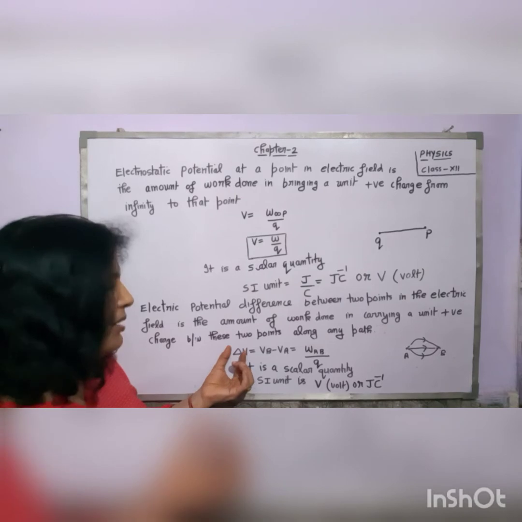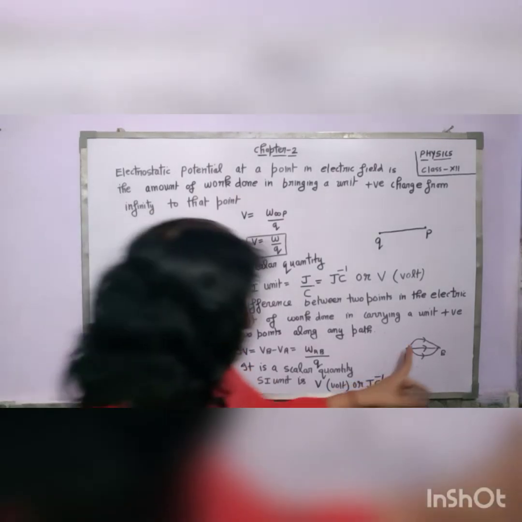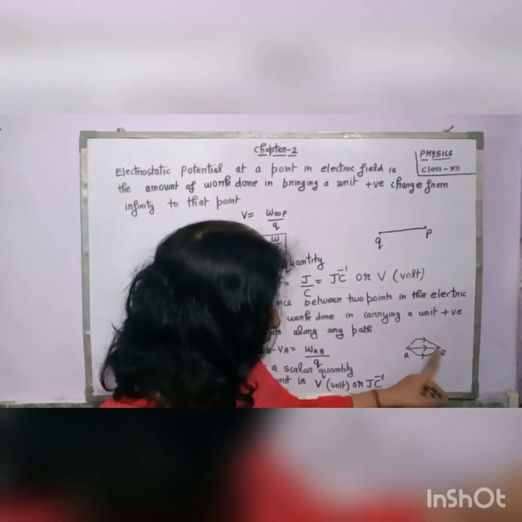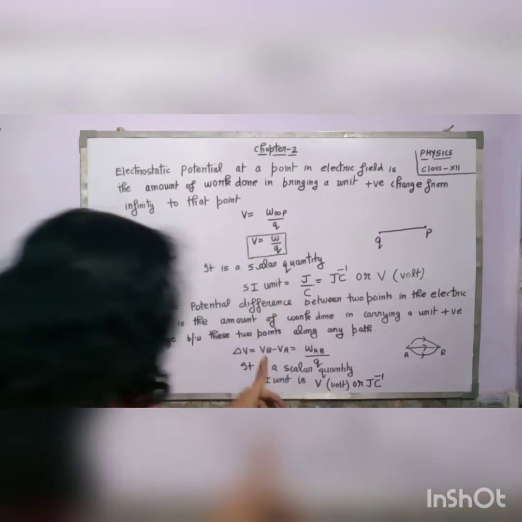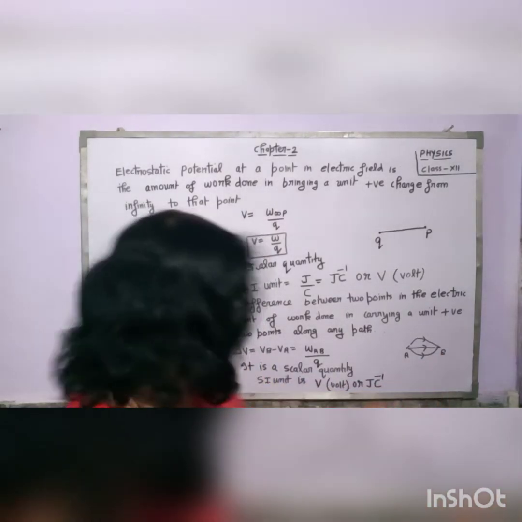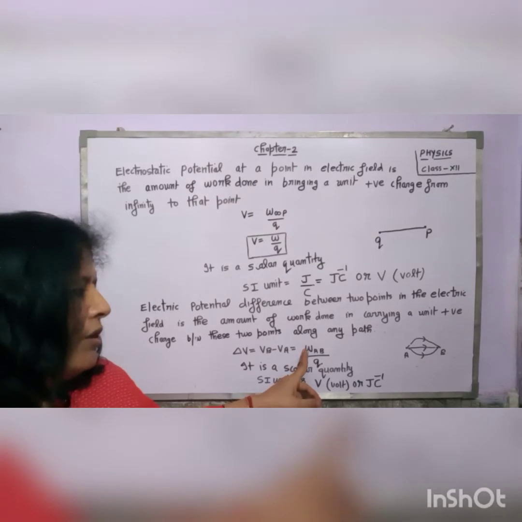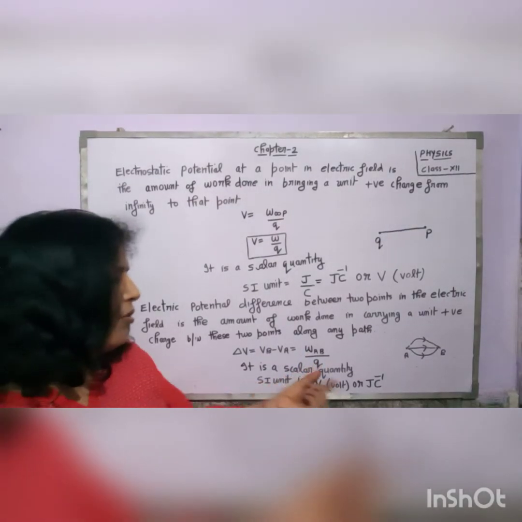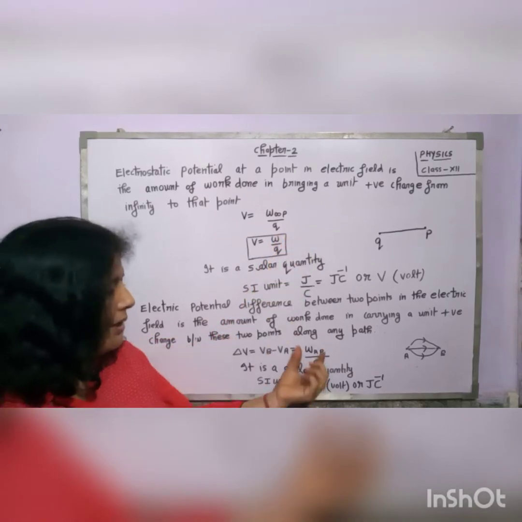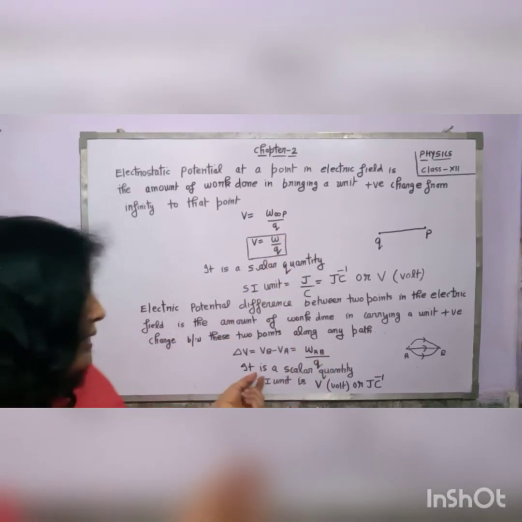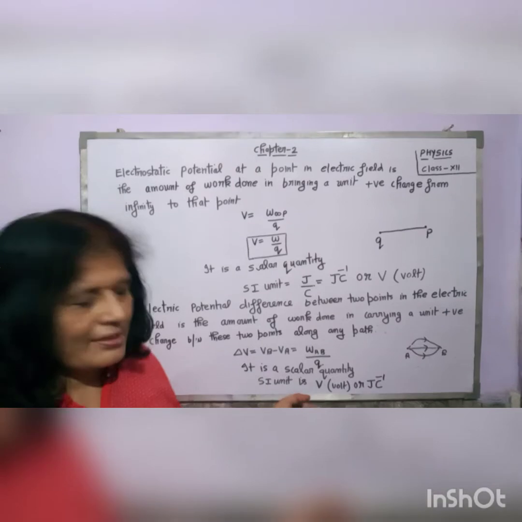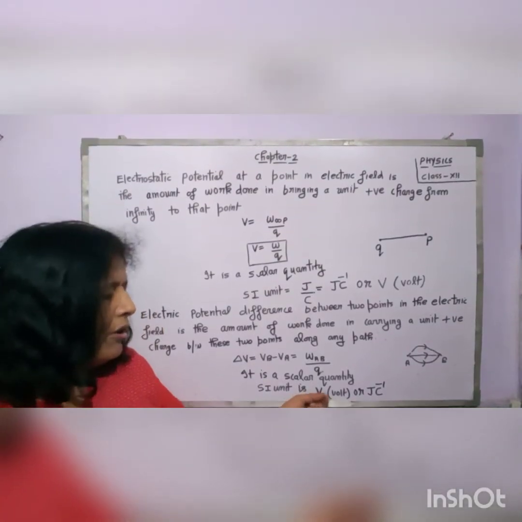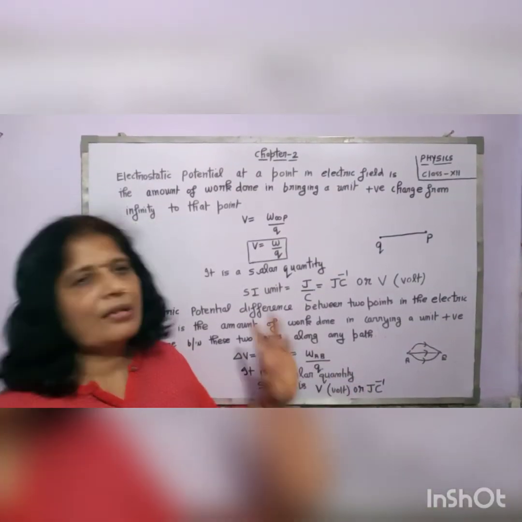Now delta V is equal to, you have brought a unit positive charge from point A to point B. That means VB, which is the final position, minus VA, that is equal to WAB divided by Q. It is also a scalar quantity. The same quantity is here, only here is a difference. It is a scalar quantity. The SI unit is the same. You can say volt or joule coulomb inverse.